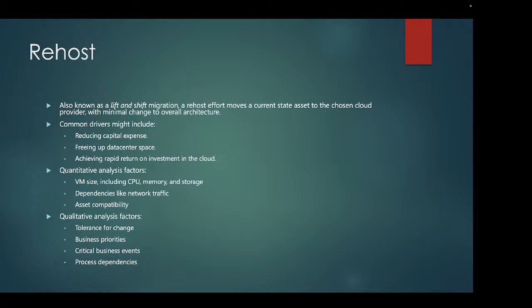So what happens is, for example, you can think about it, it's running on a VM in some sort of data center, and now what you are going to do is take that VM as it is and create a VM on Azure itself and set up a site on it, put the solution's folder in it, and set up all the networking and everything. So this is called rehosting, also called lift and shift migration. So what drives this rehosting decision? First of all, reducing capital expense.